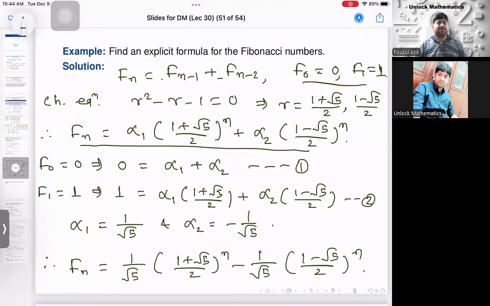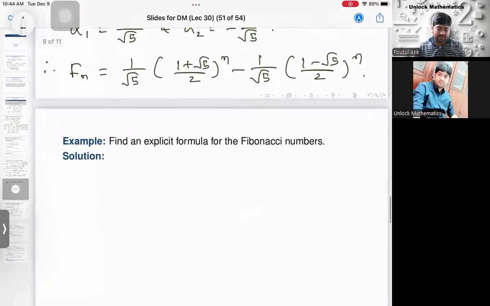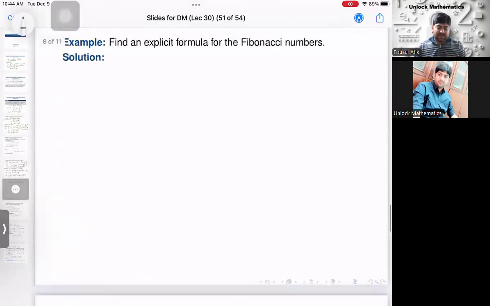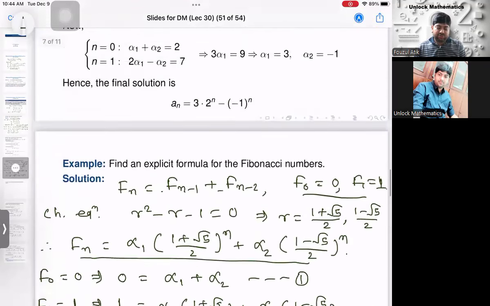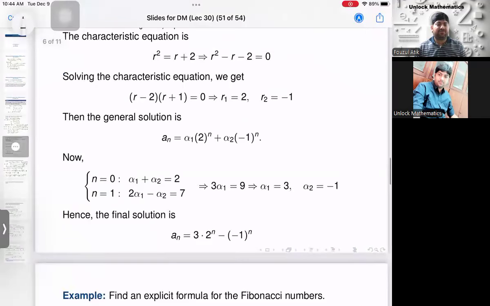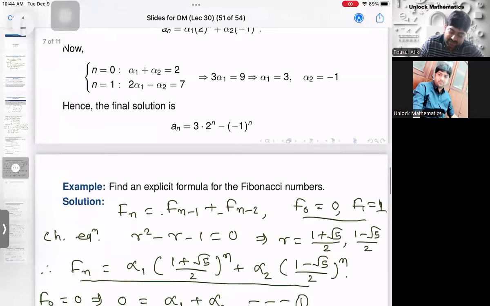We got the solution. Now, if I ask what is the 1000th term of the Fibonacci sequence, just put n equal to 1000 and you will get the F1000 value. This is how the solution works. So this problem is also done. These two problems we discussed are both linear homogeneous recurrence relations with constant coefficients of degree 2, and we got a characteristic equation of degree 2 only.